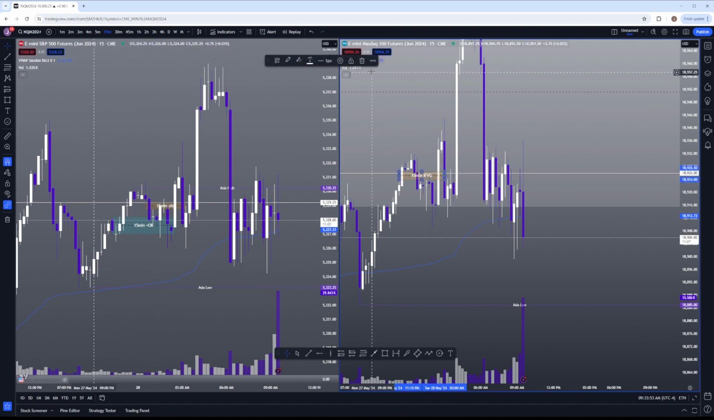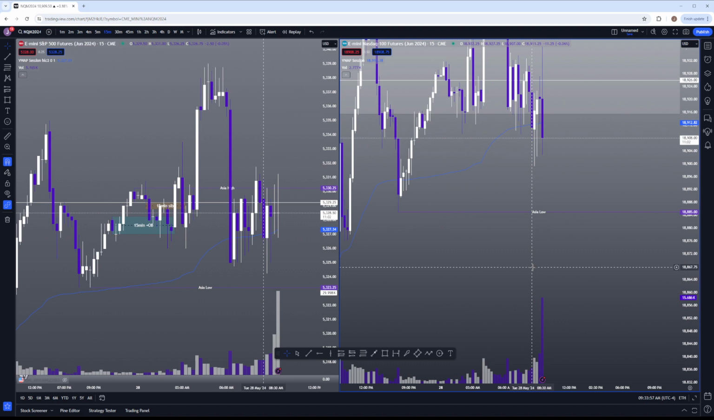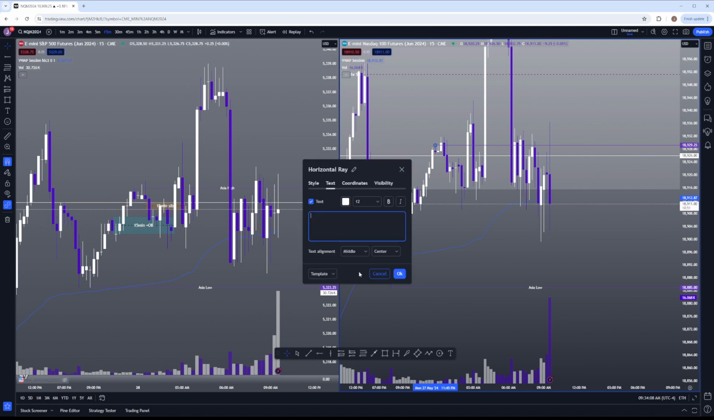Okay, so looking at our Asia session, let's look at our Asia session real quick. So I have my Asia low already charted out. That's down here at 18,885. 18,885 is that Asia low. And then we can see we created our Asia high up here, 11:45 p.m. That was our Asia high.